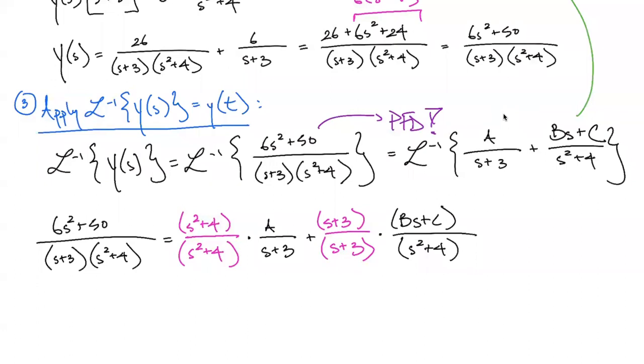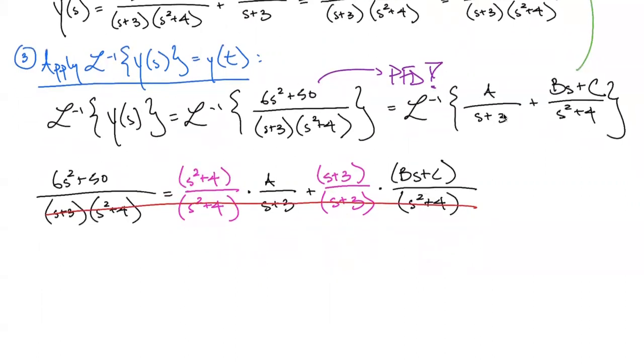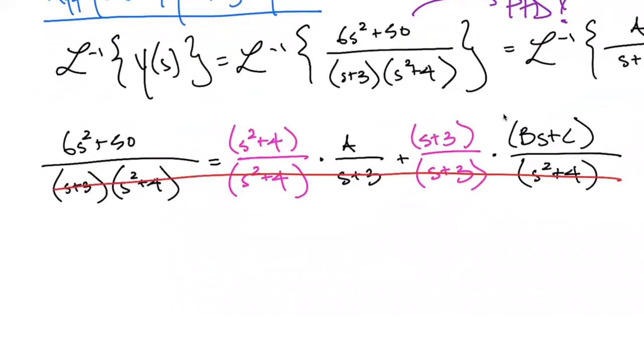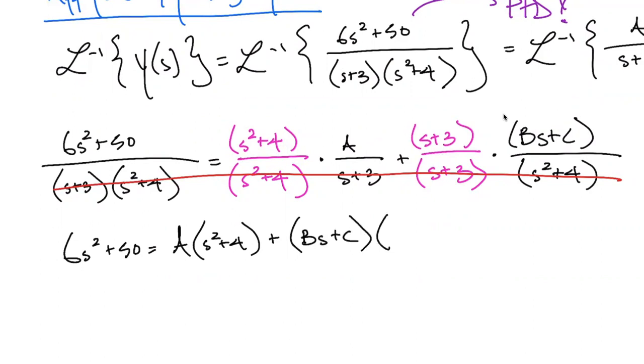All right, looks like we've got our common denominator, so goodbye to the denominator, and let's focus on that numerator. 6s squared plus 50 equals A times (s squared plus 4) plus (Bs plus C) times (s plus 3).